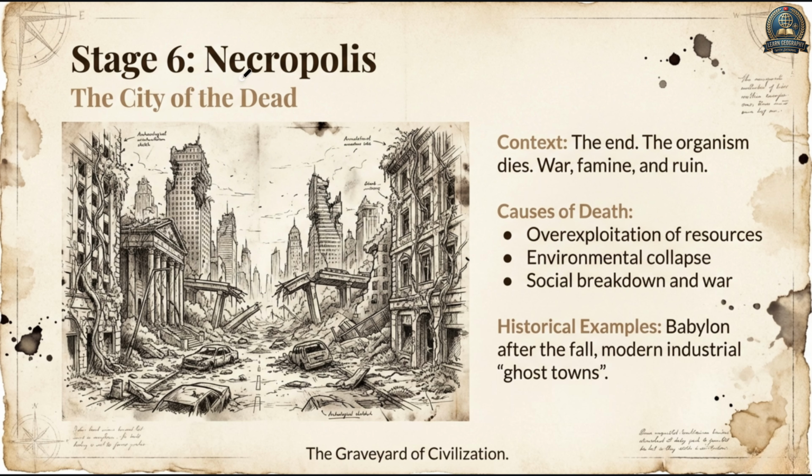Then the last stage, necropolis, the city of the dead. The end: the organism dies, war, famine, and ruin. Cause of death: over-exploitation of resources, environmental collapse, social breakdown, and war. Historical examples: Babylon after the fall, and modern industrial ghost towns.